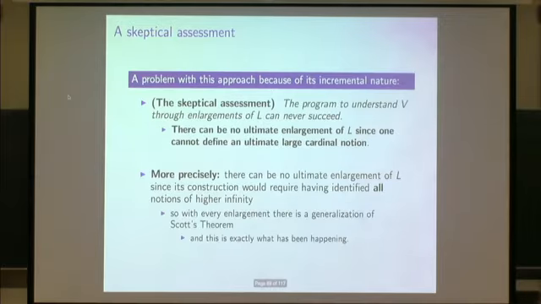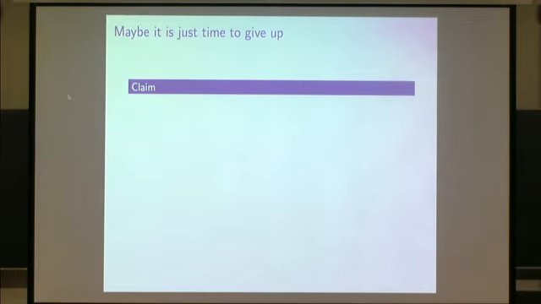Okay, well so with every enlargement, there's going to be a generalization of Scott's theorem. Because you didn't use the largest large cardinal to get the ultimate enhancement of the power set, so it's going to be limited. And that's exactly what's been happening. Do the Mitchell-Steel construction to get 1 Woodin cardinal, you don't get 2. Do it for 2, you don't get 3. Do it for 3, you don't get 4. So this seems like a pretty compelling skeptical assessment. Maybe it's time to give up.